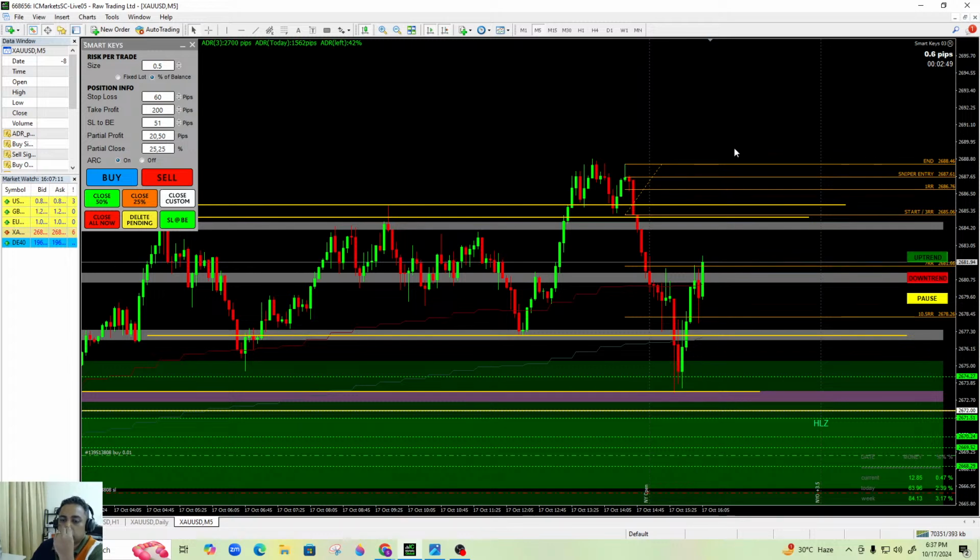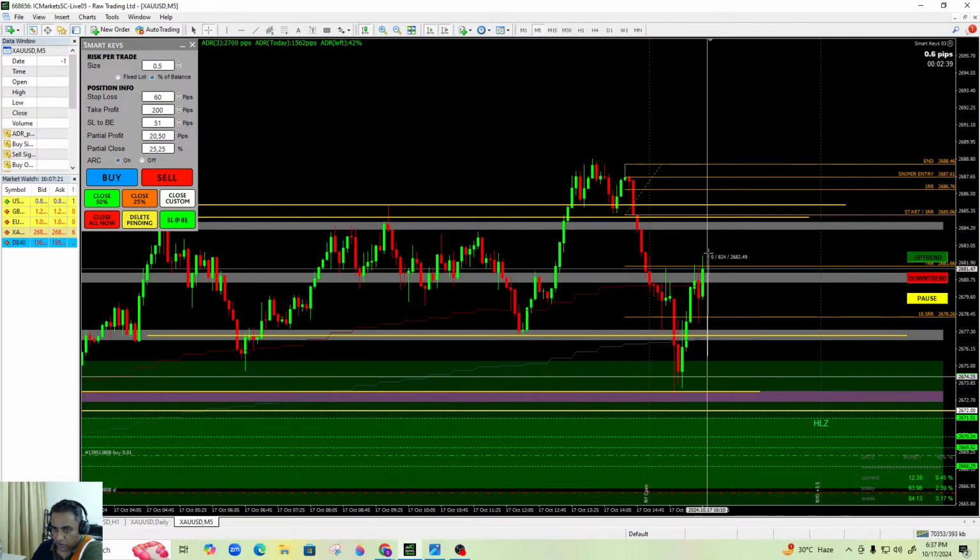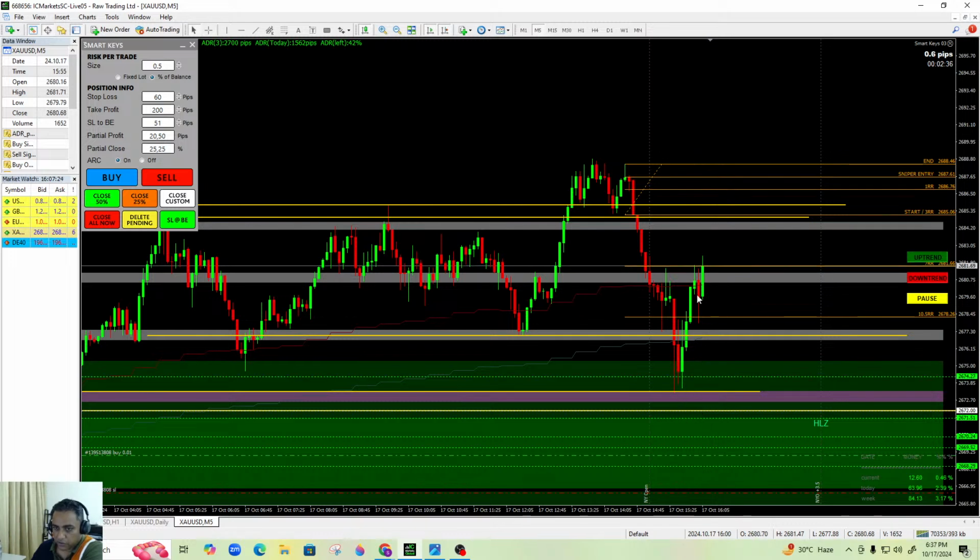Okay. But unfortunately, I couldn't take a buy trade. I couldn't load up on my buys because I was anticipating price to come further down here, at least here. This was just too much of an area, too much of a zone to take a trade from.